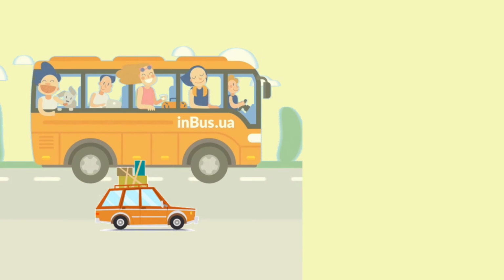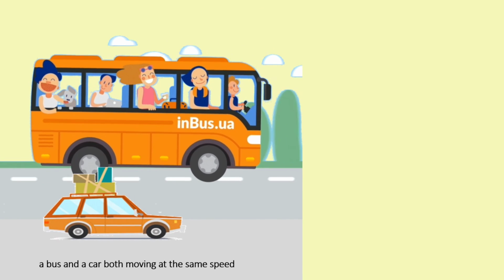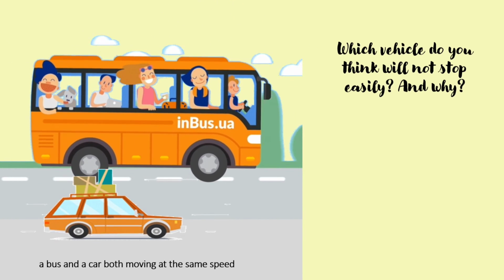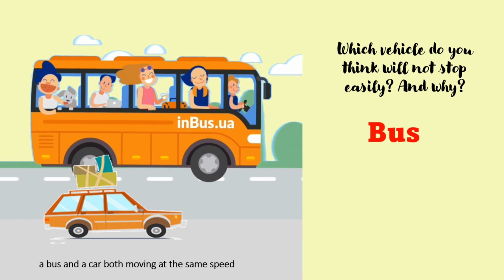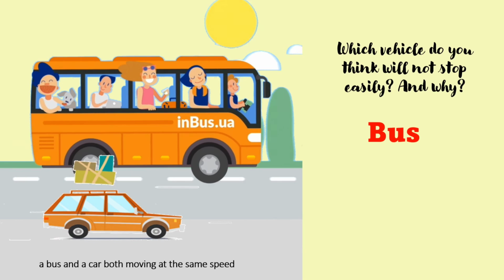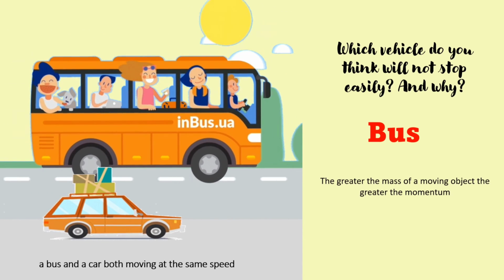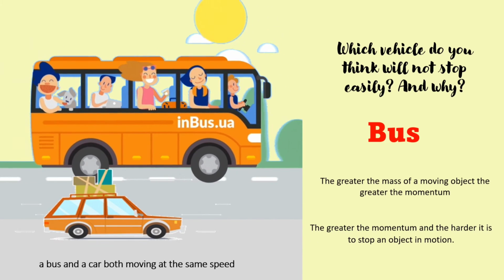Now, imagine a bus and a car both moving at the same speed. Which vehicle do you think will not stop easily and why? If your answer is bus, then you are correct. The greater the mass of a moving object, the greater the momentum. And the greater the momentum, the harder it is to stop.